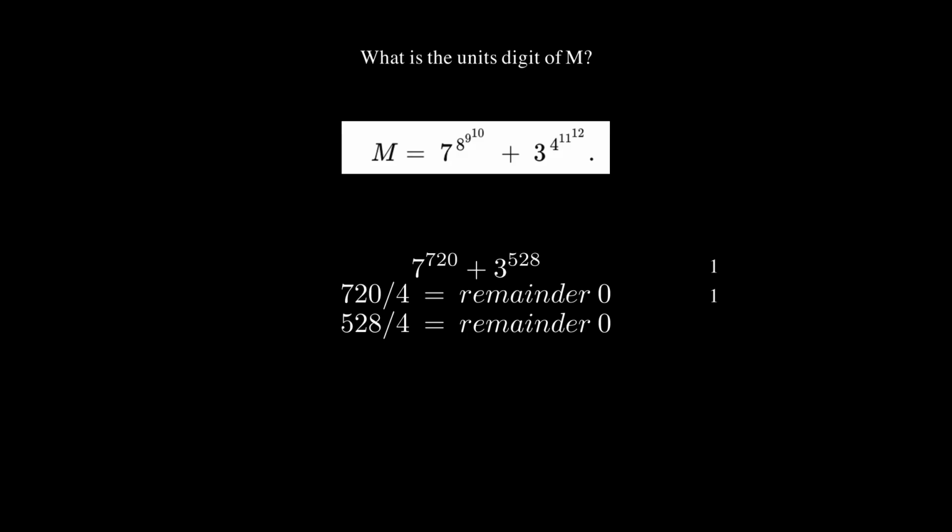Now that we have the units digit of both the exponents, we can add them together. I'm pretty sure that 1 plus 1 is 2. So the units digit of that big equation is 2.